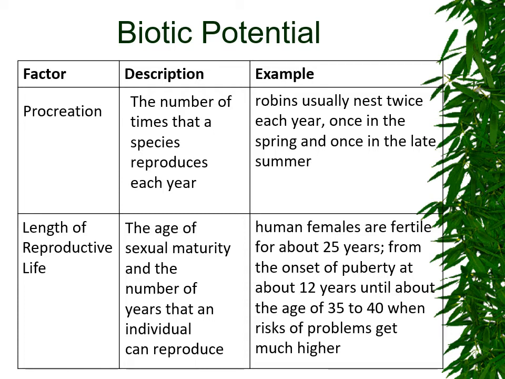Elephants have a really long length of reproductive life. They can reproduce until they're like 90s. Rabbits are able to reproduce at around 12 weeks and can reproduce only until they're about 4 years old, if they make it to 4.